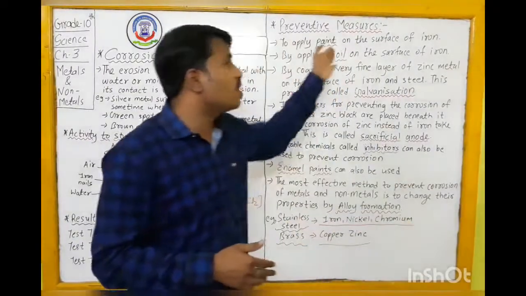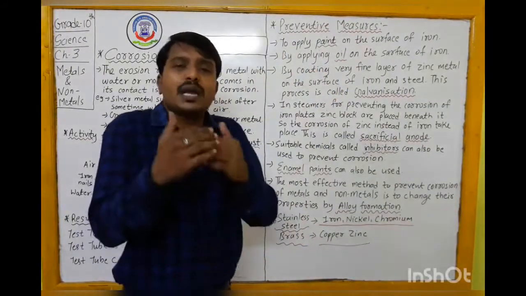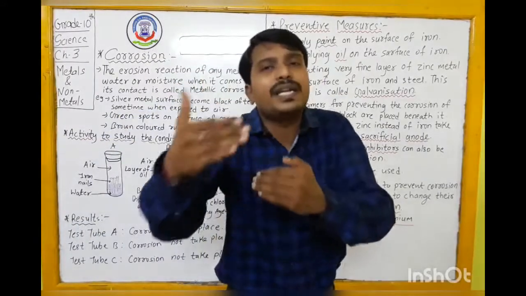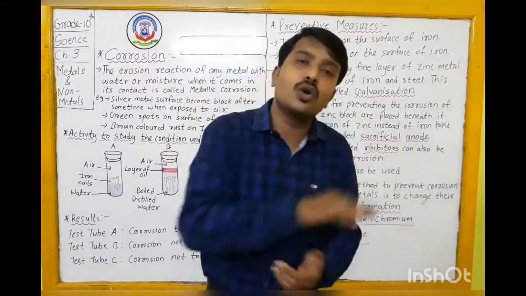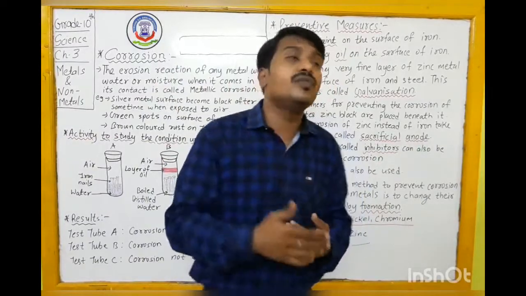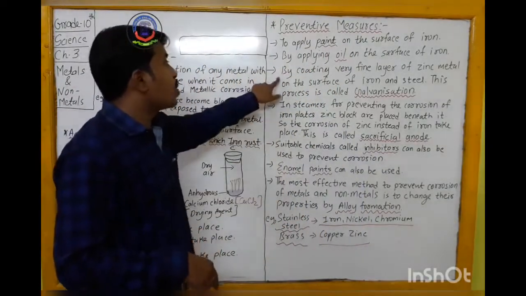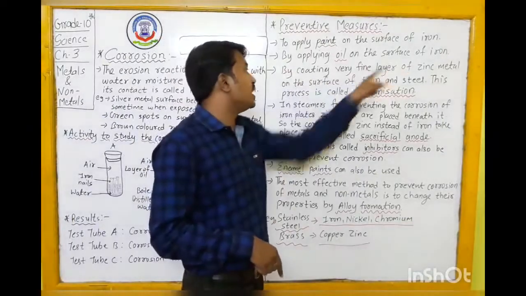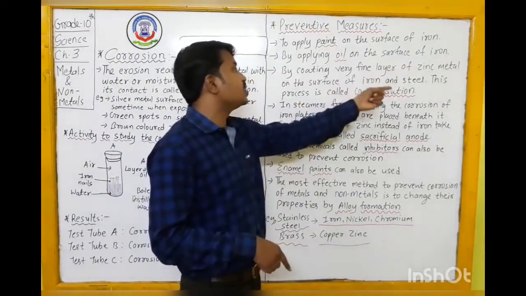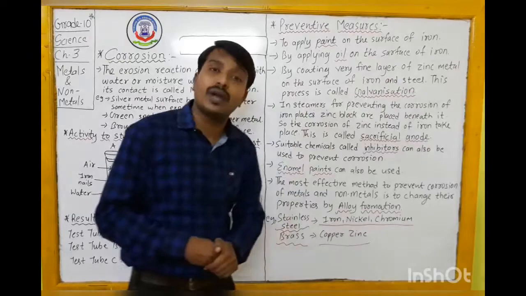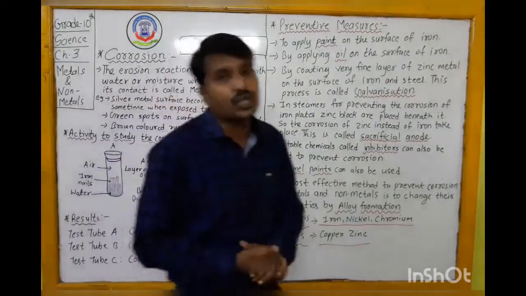But these two methods are not so genuine because they can prevent the corrosion but only for some limited period of time. Then again the corrosion will take place. So what you will do, you can use some other methods, that is coating a very fine layer of zinc metal on the surface of iron and steel. This process is known as galvanization. So you can do the galvanization, dear student.